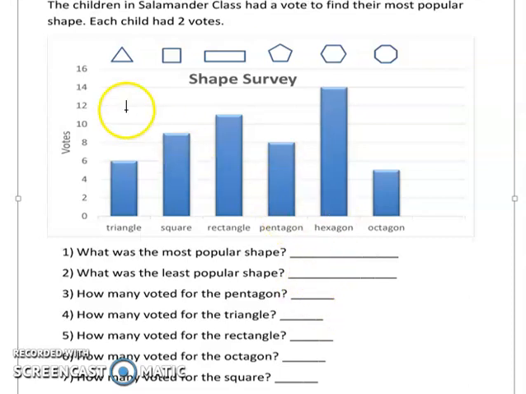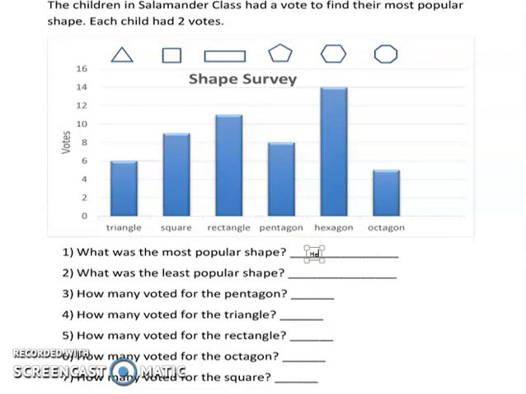Okay, so here, the most popular shape is hexagon because this is the tallest bar and the highest number. If you can check this one, I hope it's clear on your screen, this is 14. So we could write here the most popular shape is hexagon. Wait, I will just make the font bigger.